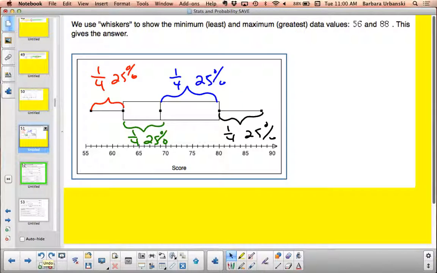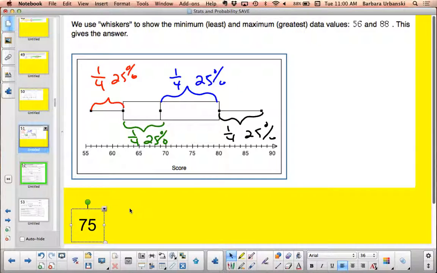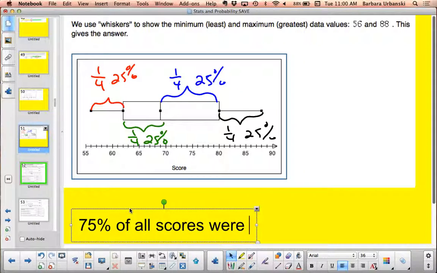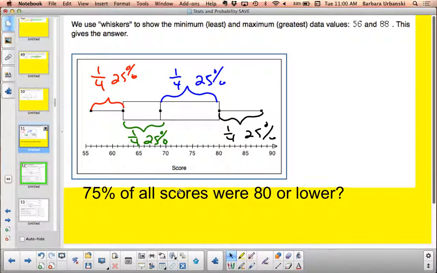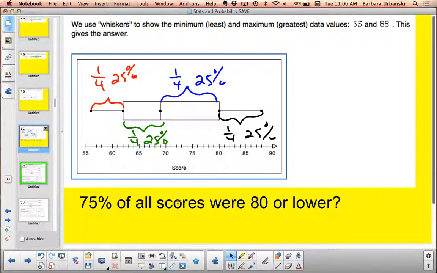In the next lesson, you're going to see if someone asked you a question, such as true or false, 75% of all scores were 80 or lower.